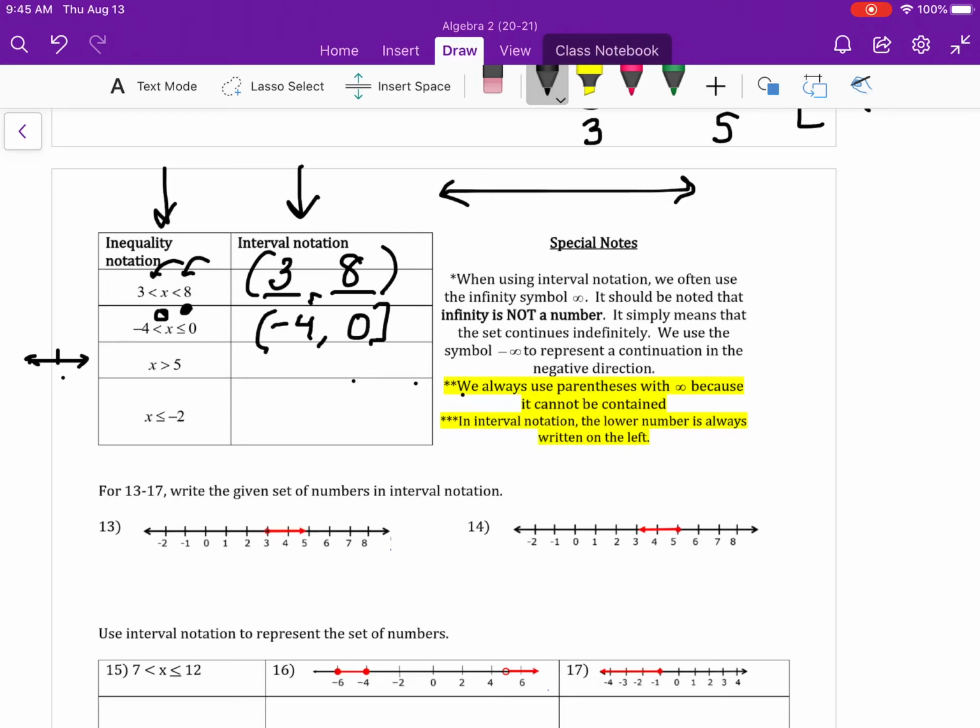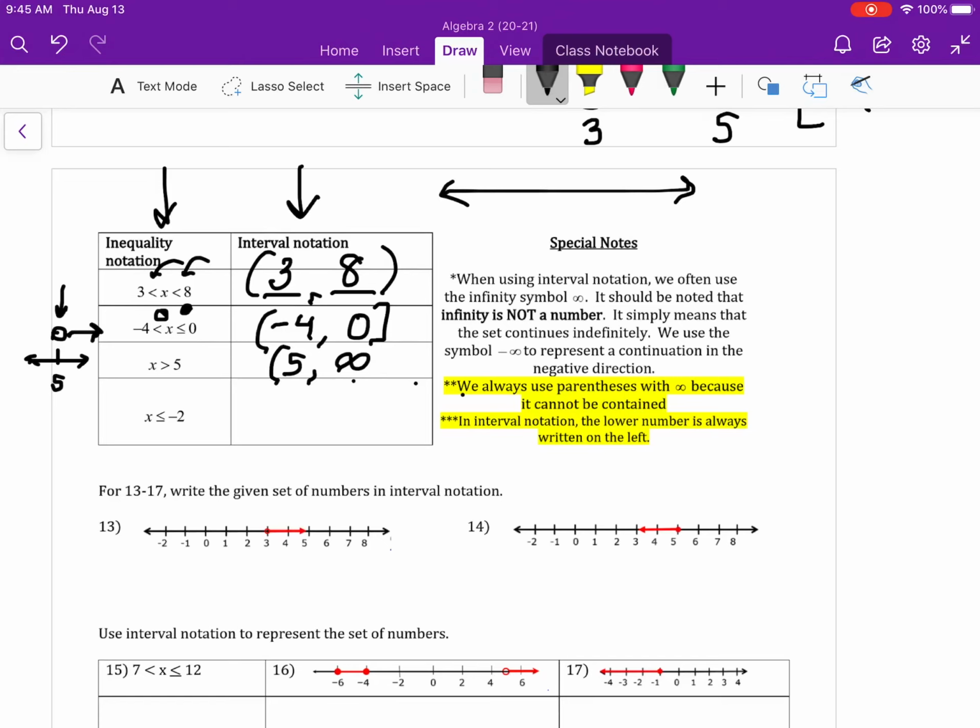Okay, x is greater than 5. Well, what does that look like on a number line? That would mean I have an open point at 5, and then it just goes to the right forever. So here's how we would write that. Our left endpoint is at 5, and we don't have a right endpoint. So I'm going to put infinity, because this arrow means I go on forever.